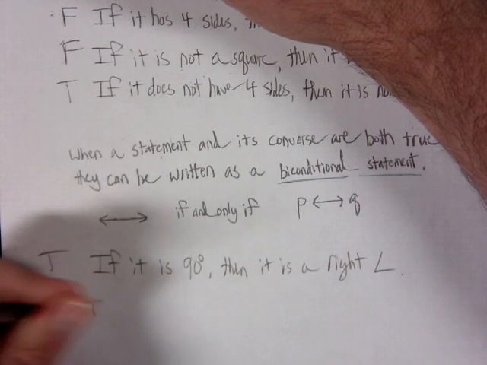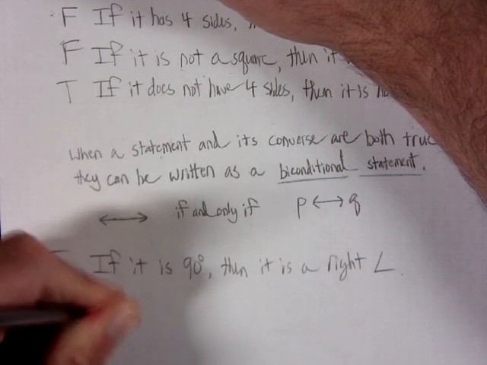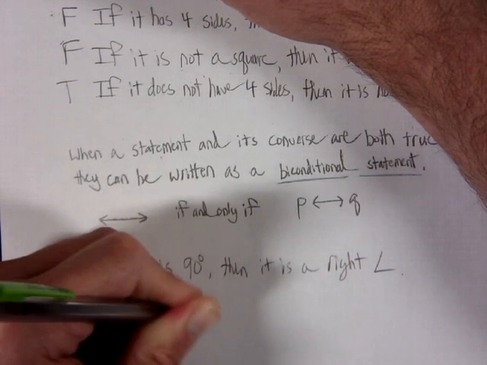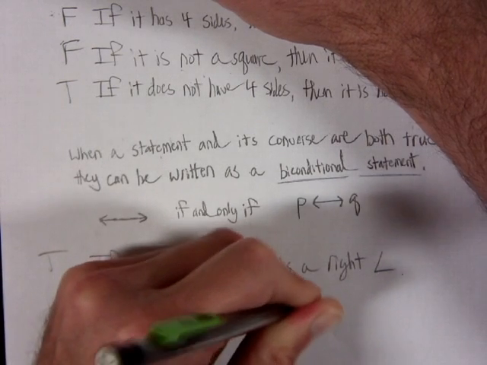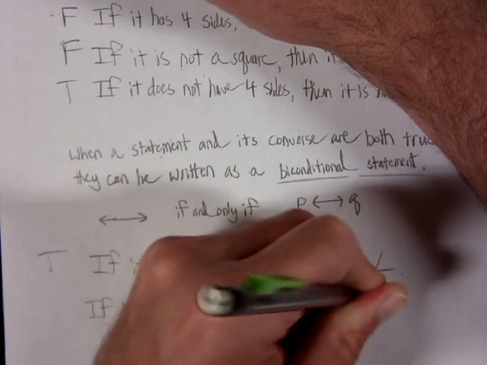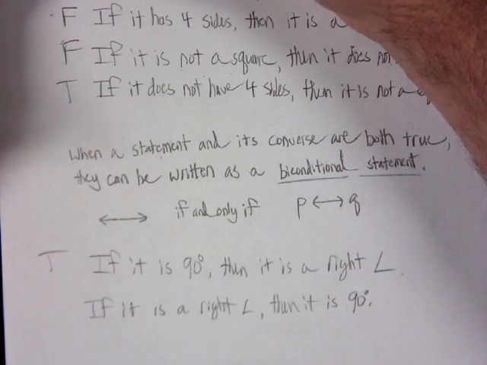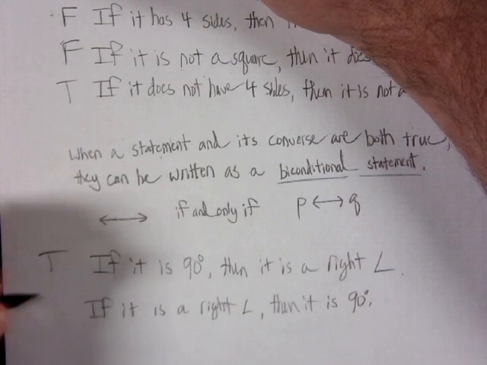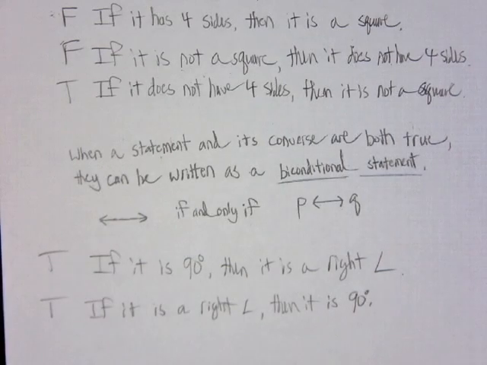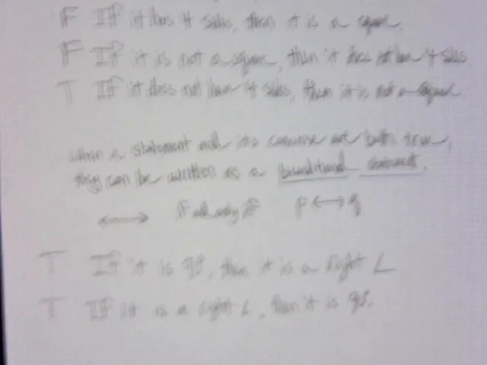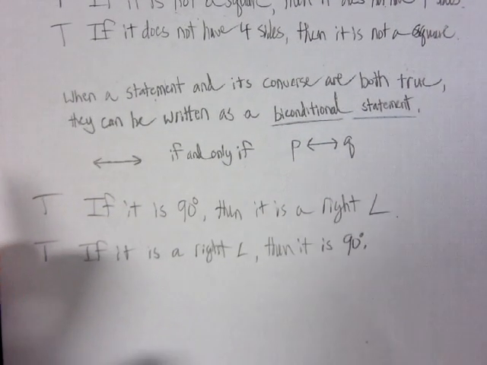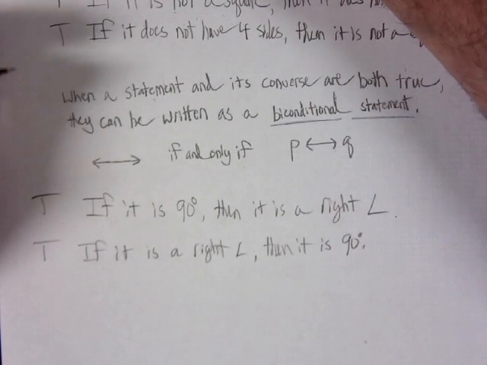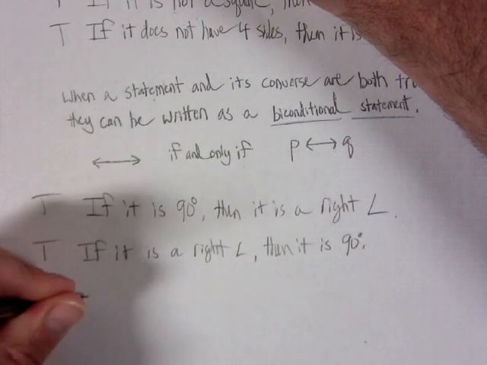All right. Then we have if it is a right angle, then it is 90 degrees. Okay, so I just wrote the converse. If it's a right angle, then it is 90 degrees. Also true, by the way. So the statement is true and the converse is true. Okay, so what that means is this can be written as a biconditional statement because the statement is true and the converse is true. So I could write it as a biconditional statement like this.